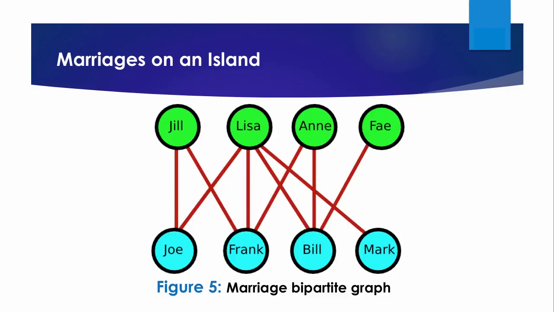A matching in this graph consists of a set of edges where each pair of endpoints of an edge is a husband-wife pair. A maximum matching is the largest possible set of married couples, and a complete matching of V1 is a set of married couples where every man is married but possibly not all women.